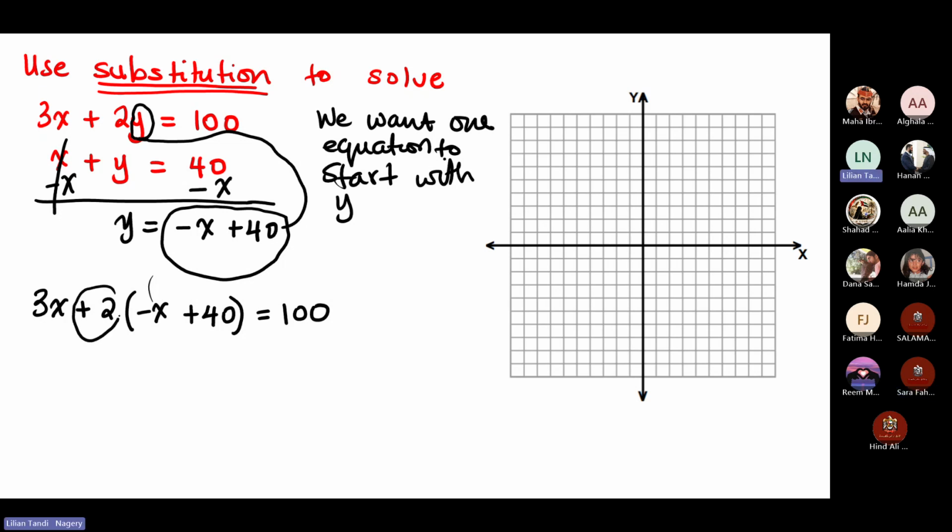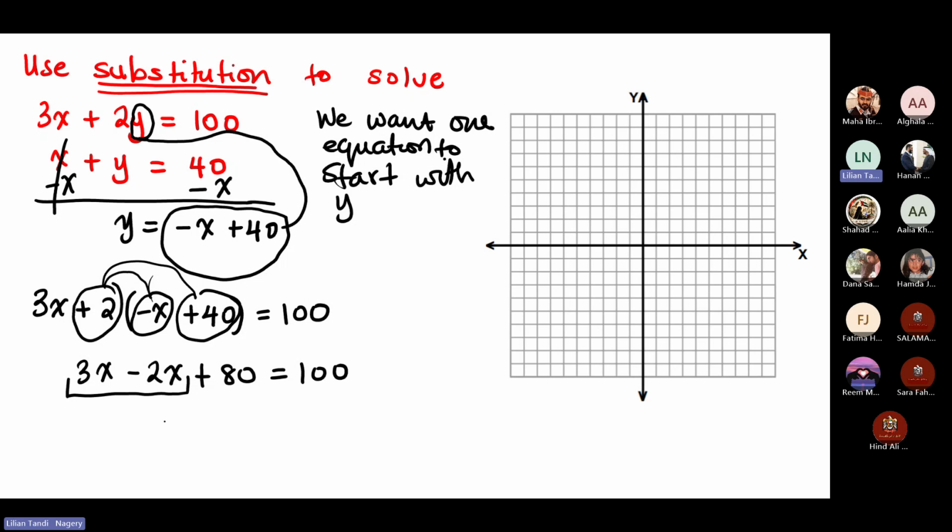We will do distributive property. Positive 2 times negative x, positive 2 times positive 40. You will get 3x minus 2x plus 80 equals 100. These are friends because they are the same half. This will give me x because 3 minus 2 is 1. So 3x minus 2x is 1x. I don't write the 1, I just write x. Plus 80 equals 100. I subtract 80 on both sides.